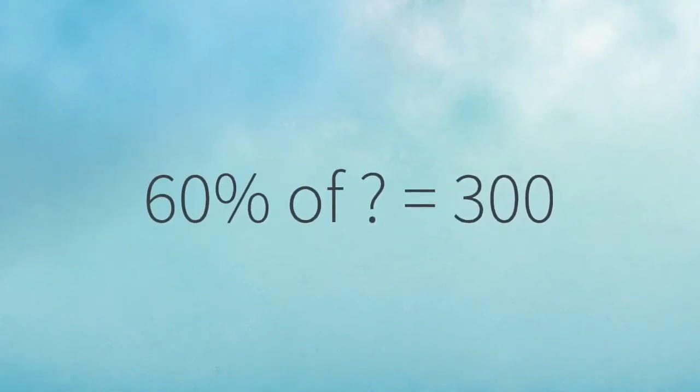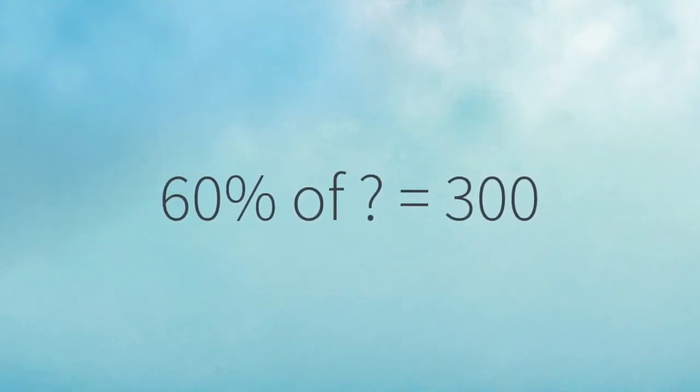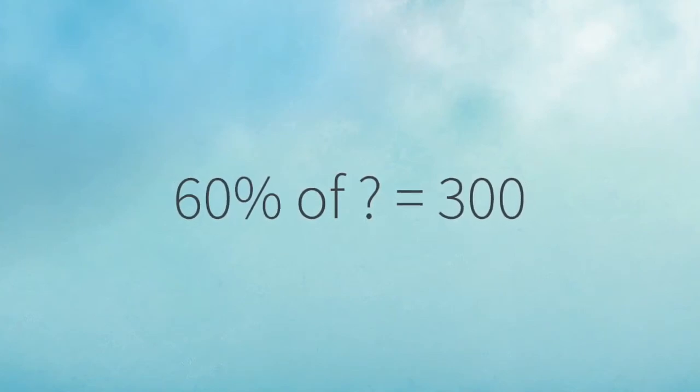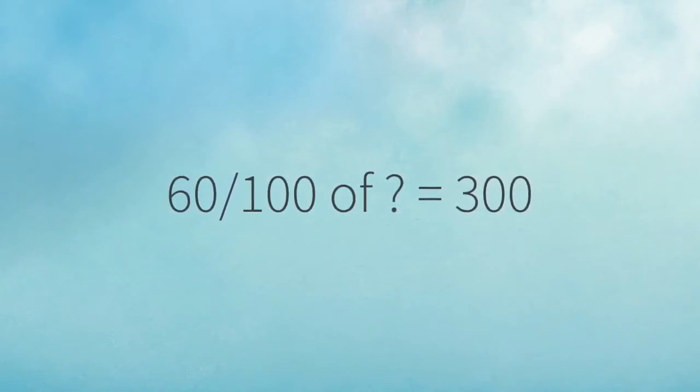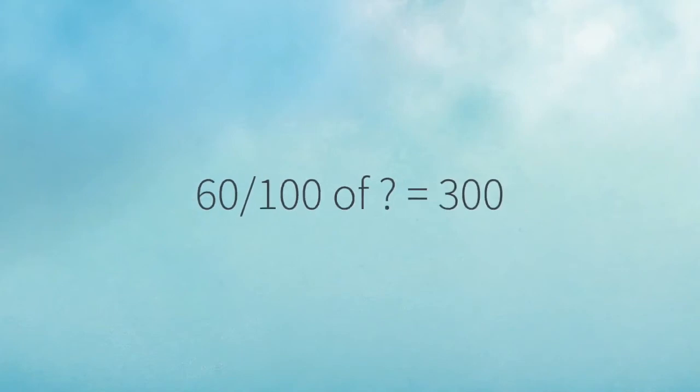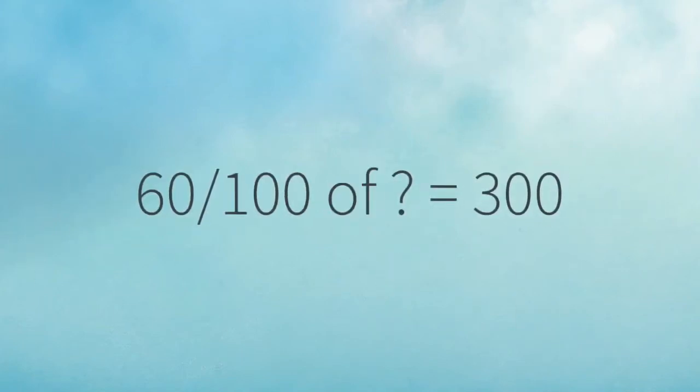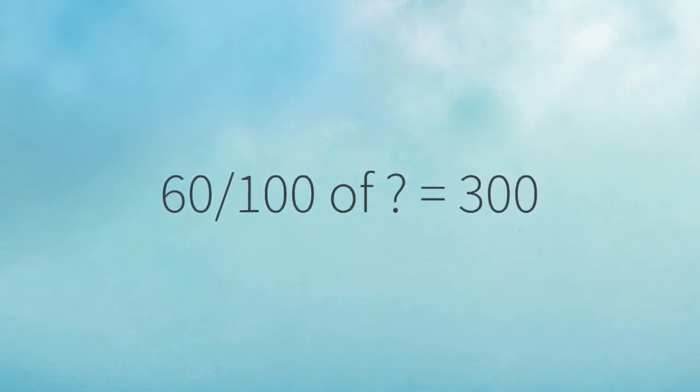Now let's look at 60% of what equals 300. So again, 60%. I can write that as 60 out of 100, 100 being the whole, 60 being the part. So 60 100ths of what is equal to 300? The important part now is to identify the parts and the whole. So we know that 60 is the part and 100 is the whole, but what about this 300? Is that the part or the whole? And the part that we're looking for, is that the part or the whole?